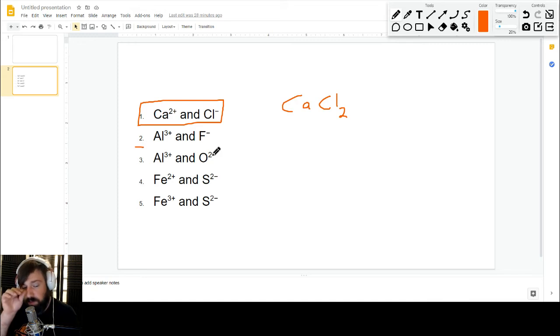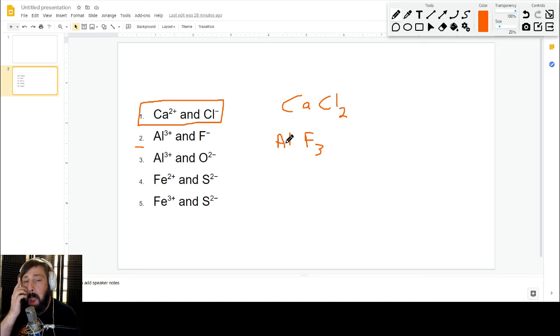Let's do this next one, number 2. So aluminum 3+ and fluorine 1-. Let's go ahead and do this. We know there's going to be aluminum and there's going to be fluorine. What are the numbers going to be? Well, in this case, for 1 aluminum, we know there's going to be 3 fluorines. Aluminum and fluorine: 3 negative charges coming from the fluorine, and 3 positive charges coming from 1 aluminum.